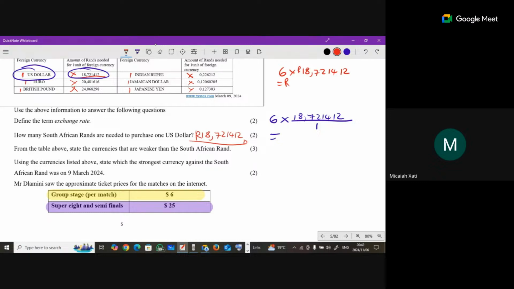$112.328472. Okay. Then again, we have to convert also the semifinals, right?